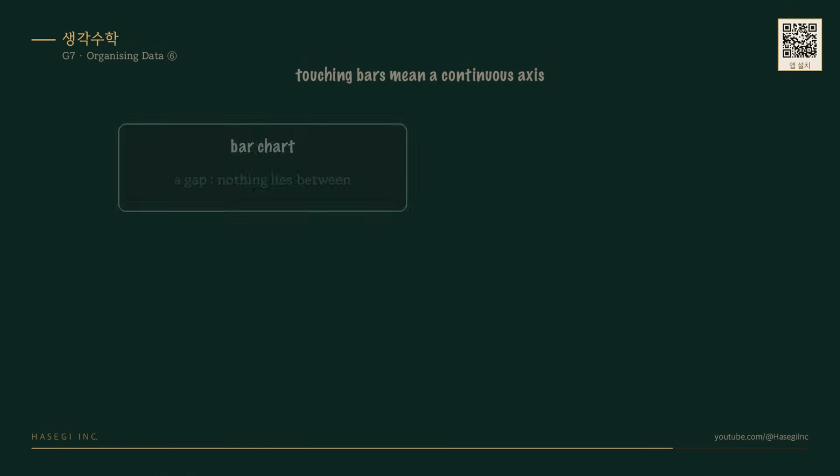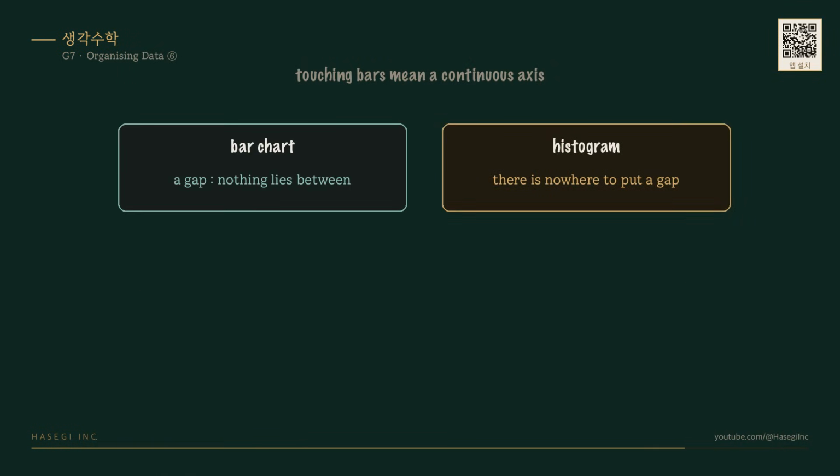So bars that touch are saying that the axis is continuous. Where a bar chart's gaps meant nothing lies in between, a histogram has nowhere to put such a gap.